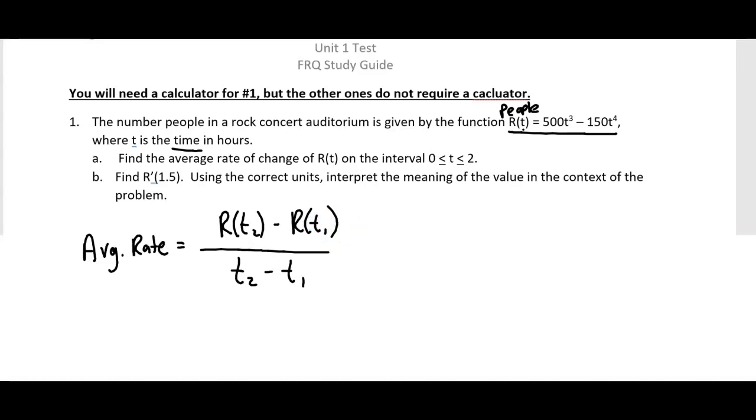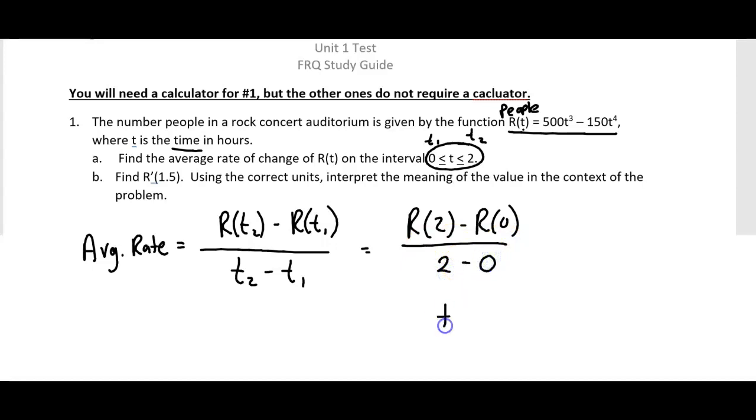Now they want us to find it specifically on this interval right here, which means this is my t1 and this is my t2. So if I were to plug in these values, it would look like this. Now just so you guys know, that will be 1 point on your exam, setting that up. You have to write that out. I don't care if you write this, I don't care if you write this, but this you must write. Now the rest of that is going to be done on our calculator.